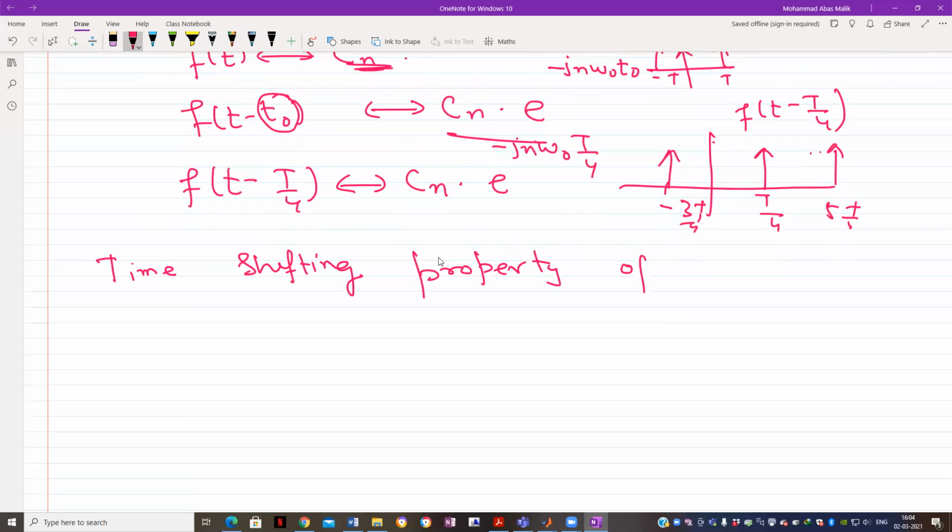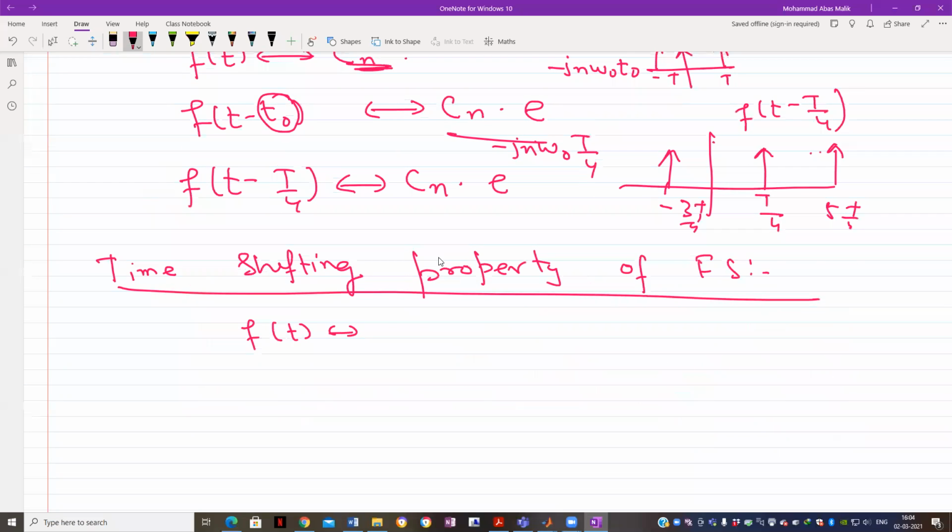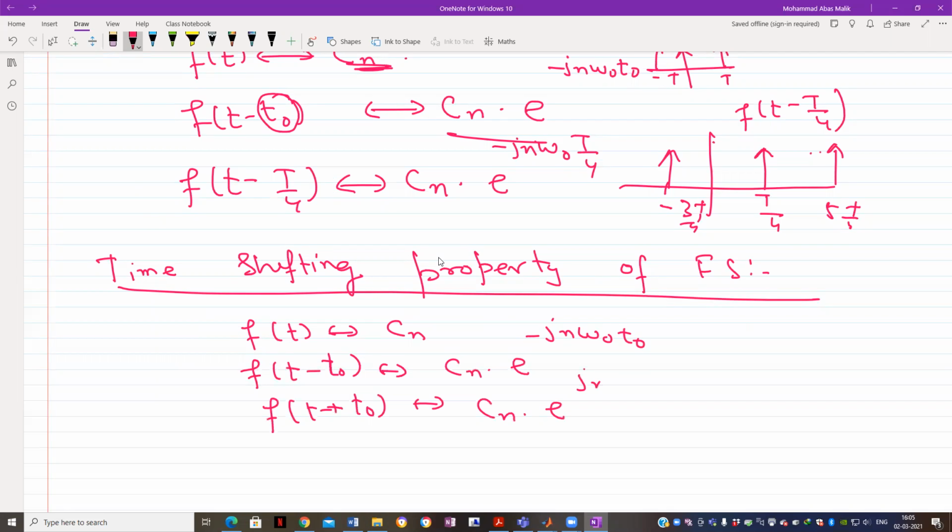Time shifting property of Fourier series. If f of t has Fourier series Cn, then f of t minus t naught has Fourier series Cn into e raised to the power minus j n omega naught t naught. And if it is t plus t naught, then its Fourier series will be Cn into e raised to the power j n omega naught t naught. So this is the time shifting property of Fourier series.